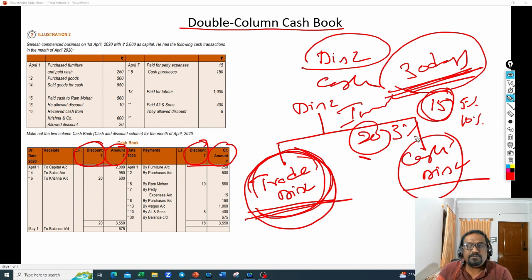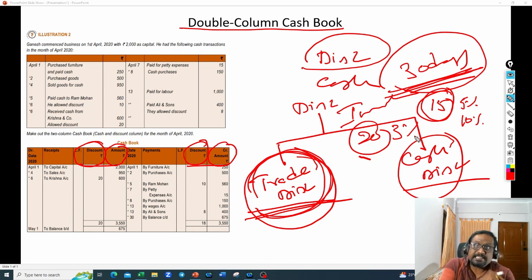Why is this discount being given by the supplier? The supplier is encouraging the business to make the payment as early as possible, so that it will be a win-win situation for both of them. What do you mean by win-win situation here? The supplier will get the amount well in advance, at least 10, 15 or 20 days before. Then he can use that amount for his working capital rotation.